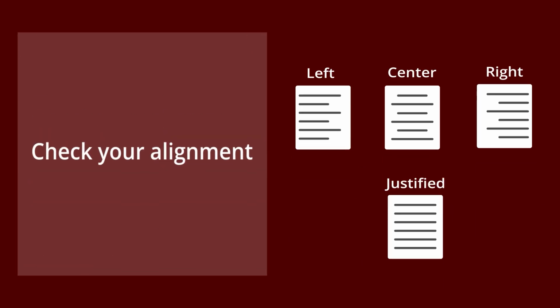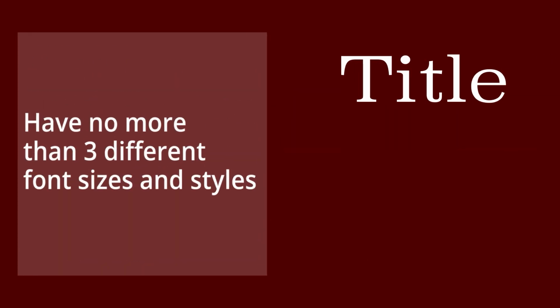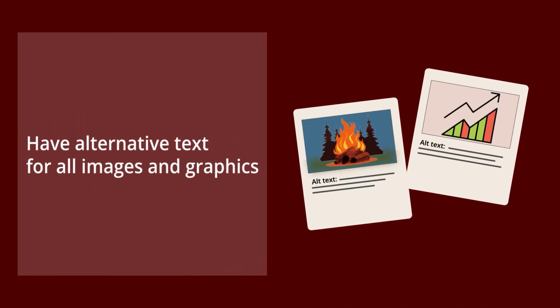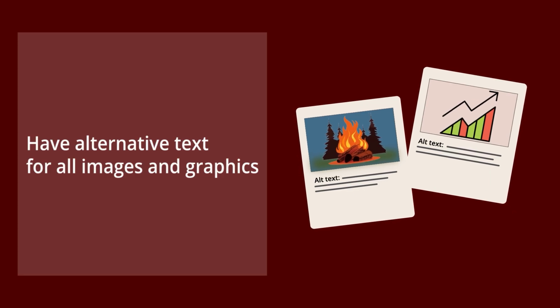Check your alignment. Left alignment is generally better. Avoid using justified alignment because of the uneven spacing. It makes it harder to read. Have no more than 3 different font sizes or styles. Usually, you differentiate the title from the headings from the body text. Have alternative text for all images and graphics.